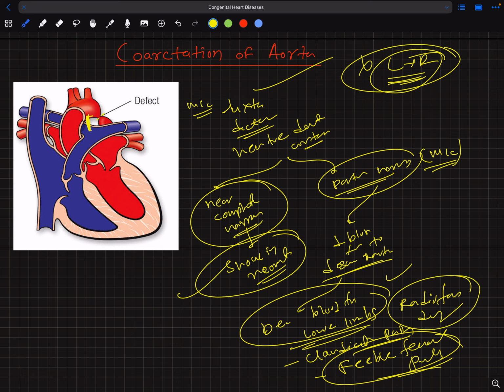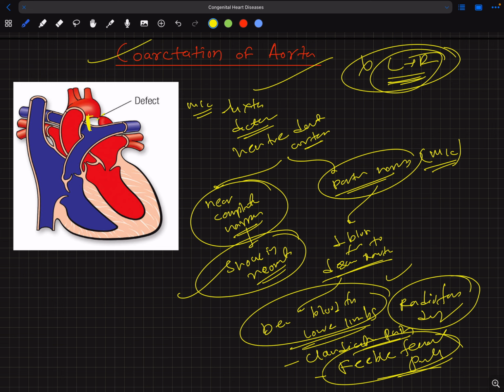So what is the condition in which you see radiofemoral delay? The answer is coarctation of aorta. The pulse is felt earlier in the radial artery, and the same pulse will be felt some time after in the femoral artery. That is called radiofemoral delay. In a normal person there is no radioradial or radiofemoral delay.